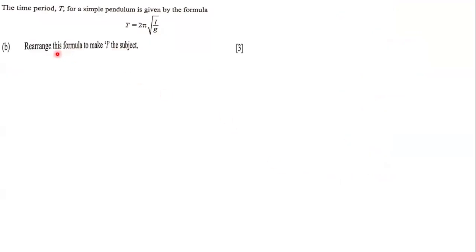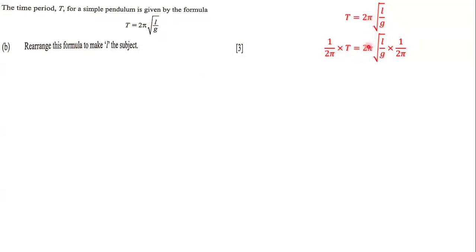Next, our goal is to rearrange this formula to make L the subject. So here is L. Our goal is to make L the subject. Now, the first thing that we're going to do is we are going to try and get rid of this 2 pi, right? And the way that we do this is we're going to multiply both sides of this equation by 1 over 2 pi, all right? So we multiply this side by 1 over 2 pi and this side by 1 over 2 pi. The reason why we're doing that is because we want to get rid of this 2 pi.